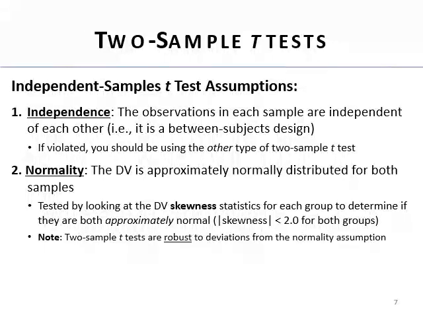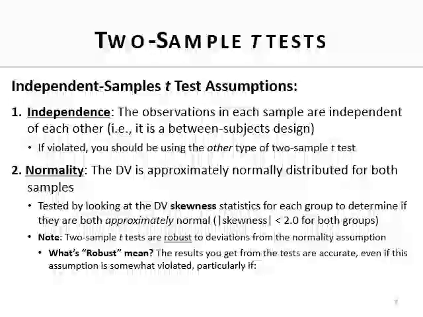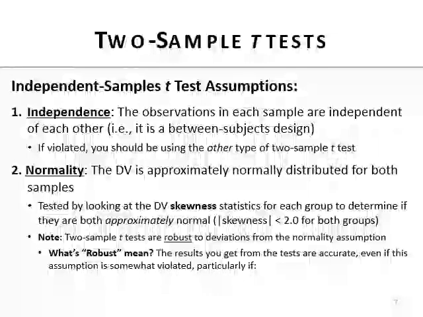So it turns out that t-tests are pretty robust to normal deviations from a normality assumption. I've discovered over time that people don't know what I mean when I say robust. So what's robust mean? The results you get from t-tests are pretty accurate, even if the assumption is violated. So it is an assumption, and it does mess up your results somewhat.